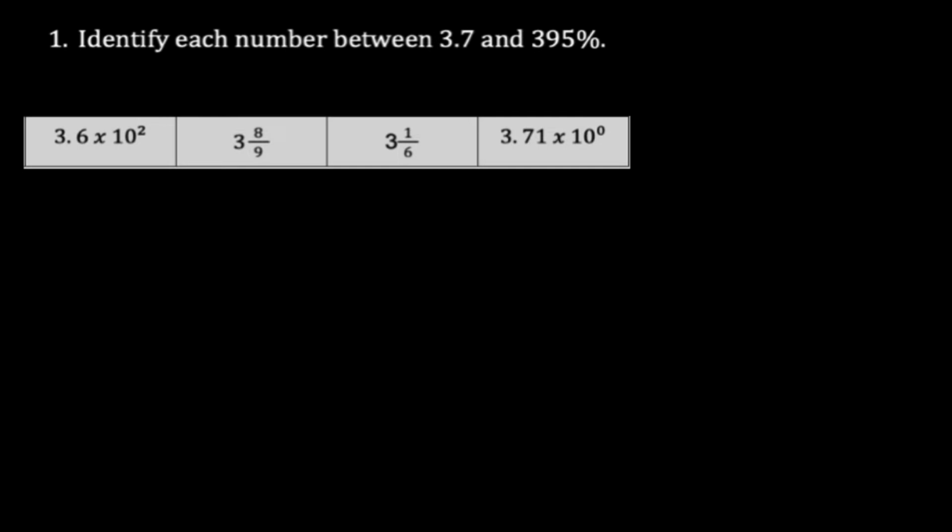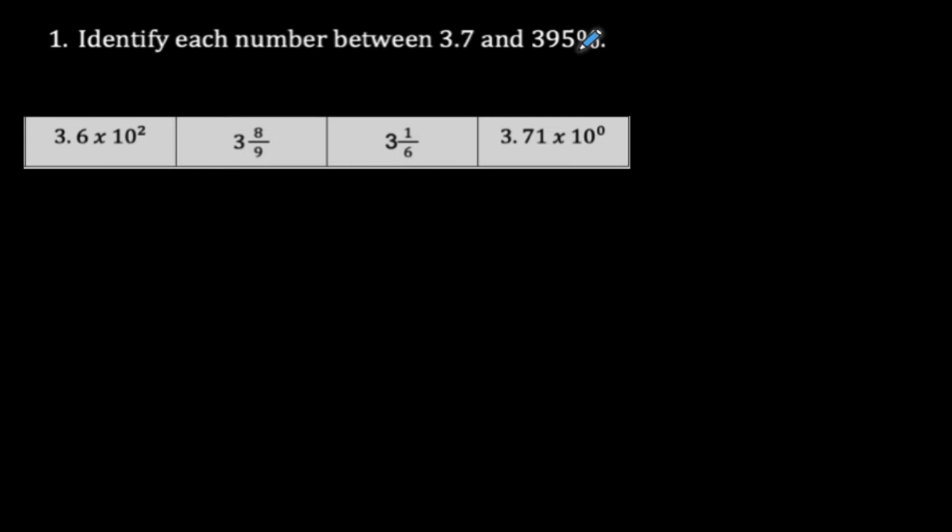So number 1 says, identify each number between 3.7 and 395%. What you have to realize is that we need to convert these numbers into one format in order to compare. I'm taking a look at 3.7 and 395%. So it only makes sense to convert 395% into a decimal number. So let's go ahead and do that.